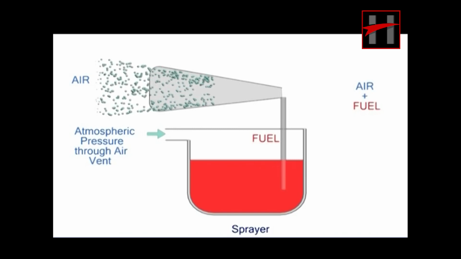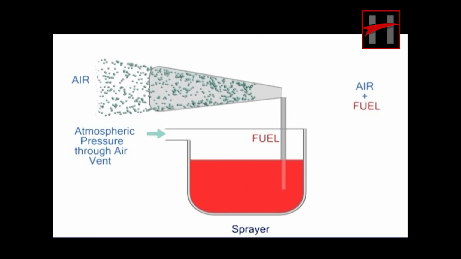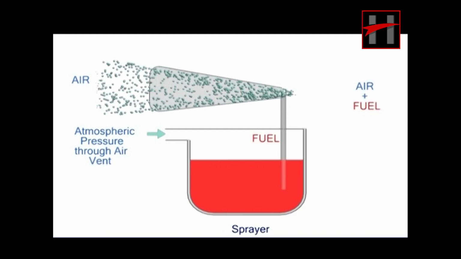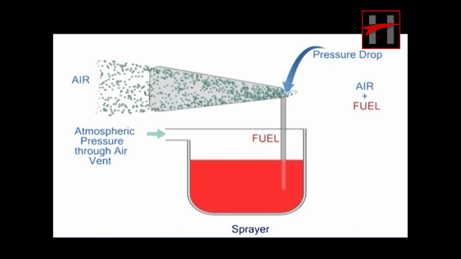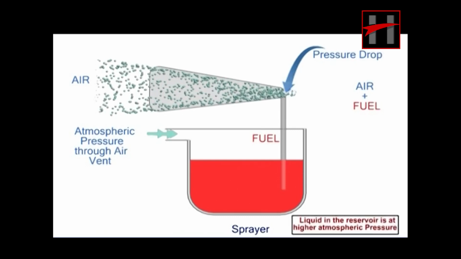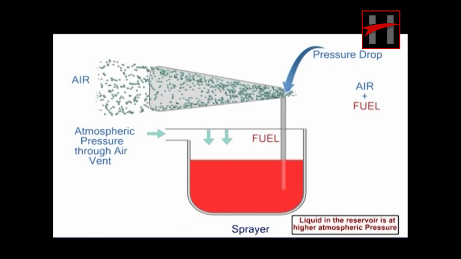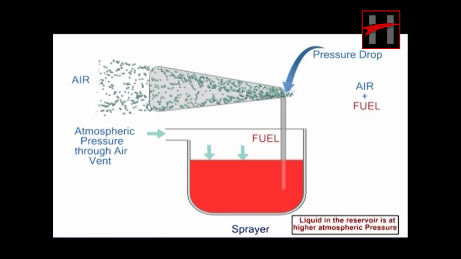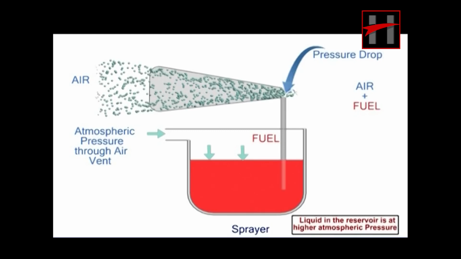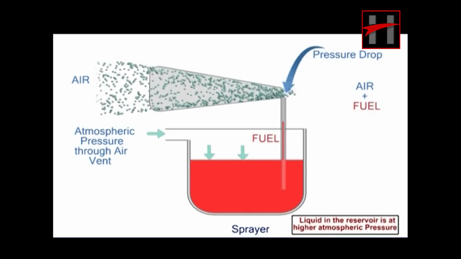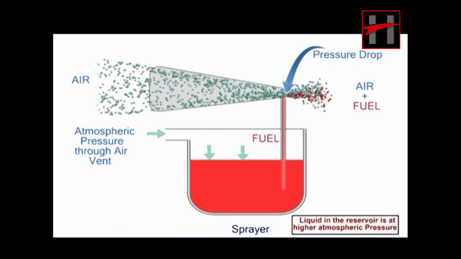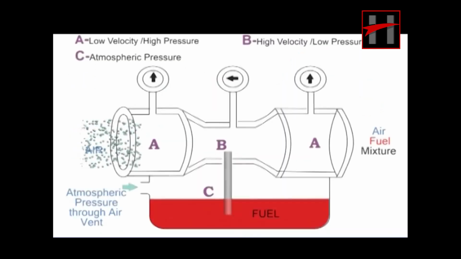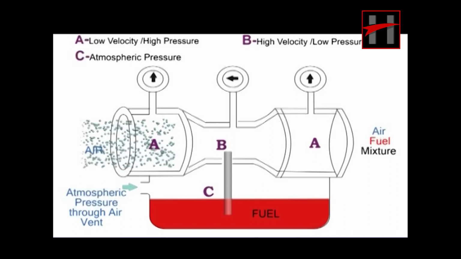When the piston of the pump is pushed inside, the velocity of air increases and the pressure reduces at the outlet of the liquid reservoir. The liquid in the reservoir is at higher atmospheric pressure. This pressure difference results in the rising of the liquid. The principle of the sprayer is applied here.